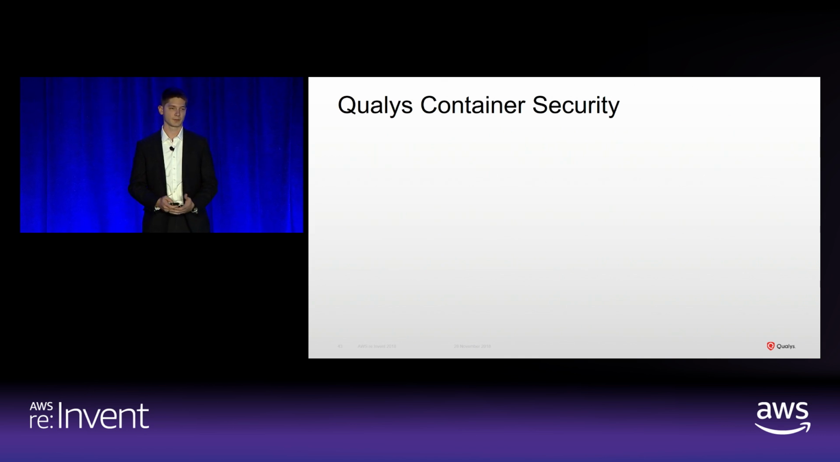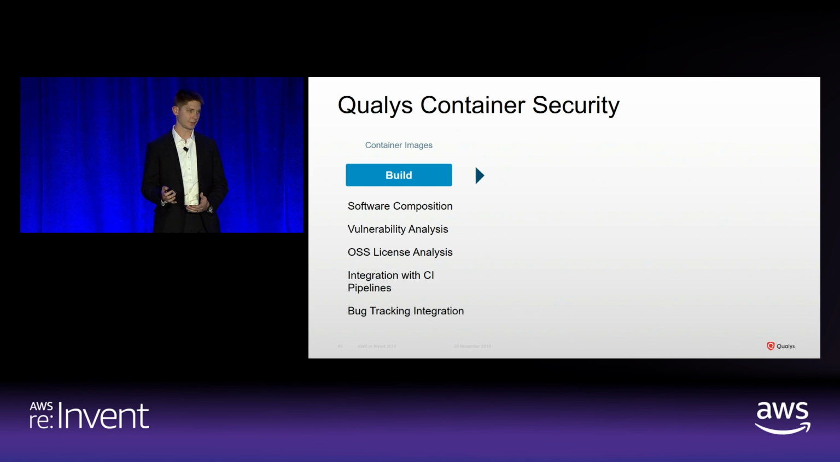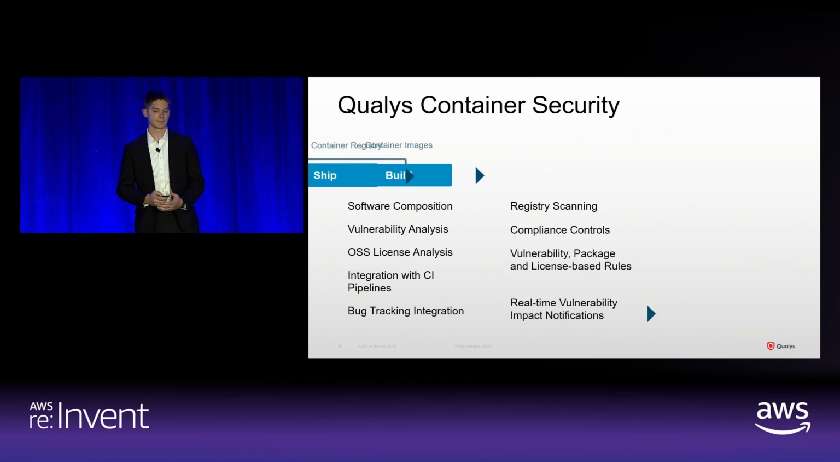Qualys has a solution for this. We have a product called Qualys Container Security. We can insert ourselves at each of these phases. So at the build phase, we can do a software composition analysis. We can tell you and give you an inventory of what software is on these containers, what software is on these images. We can give you a vulnerability analysis. We can give you a software licensing analysis. And we can also integrate into your CI pipeline.